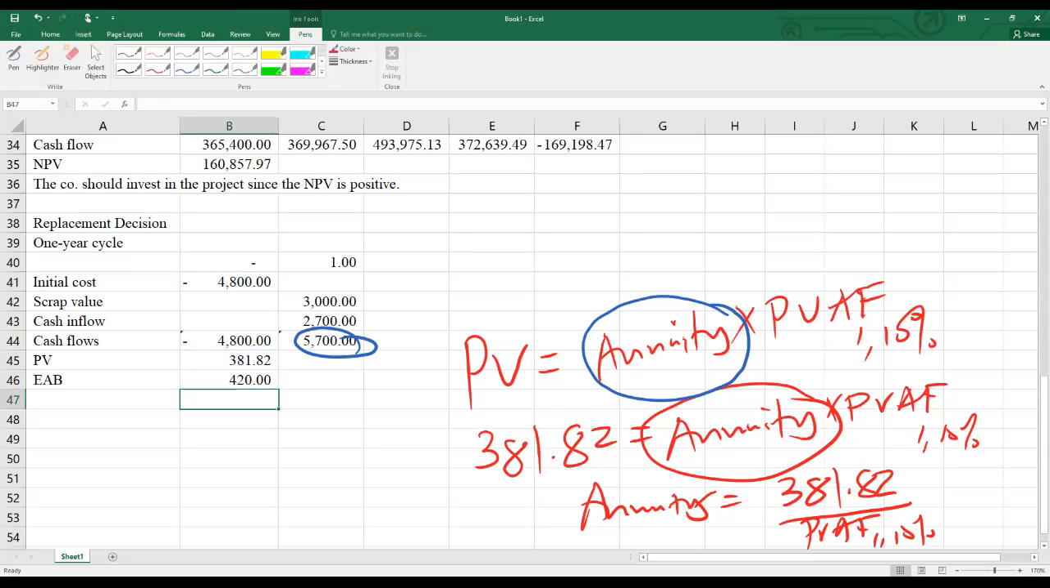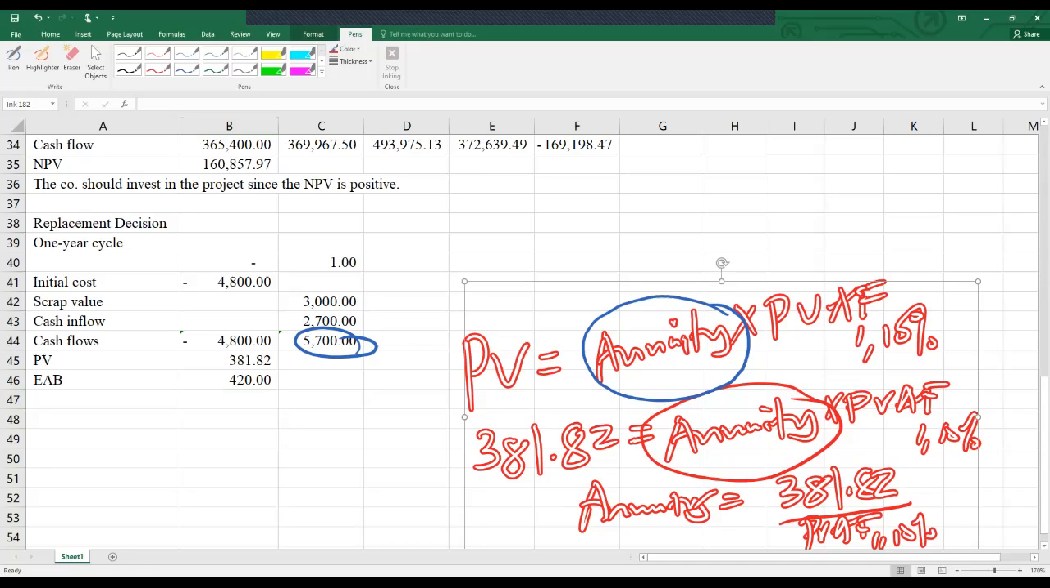Clear, Brian? Just repeat, kindly. Every year, don't forget, we're assuming that you're going to buy the asset today, 2020, use it for 1 year, then at the end of year 2021, dispose of it and buy another one, and the same cycle repeats until infinity. So every year, because in this case it's just one year, you'll be getting 420,000. This is a benefit you're getting. Clear?